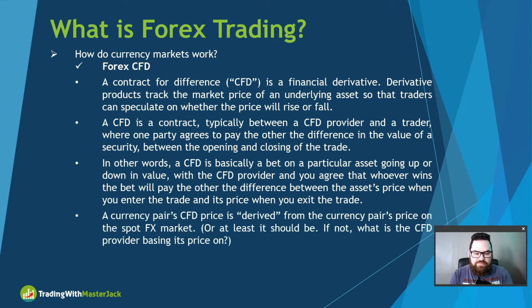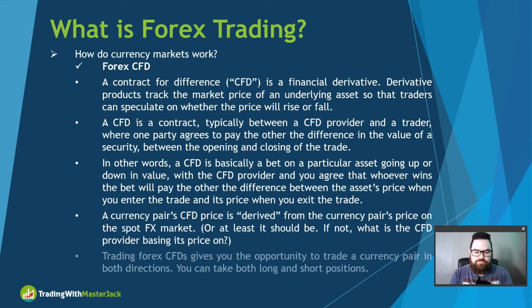A currency pair CFD price is derived from the currency pair's price on the spot Forex market, or at least it should be. If it's not, what is the CFD provider basing its price on? Therefore, when you do spread betting or Forex CFD trading, you need to do it through a regulated broker. Trading Forex CFDs gives you the opportunity to trade a currency pair in both directions, whether it's going up or down. You can make money in any of the directions. You can take both long and short positions.